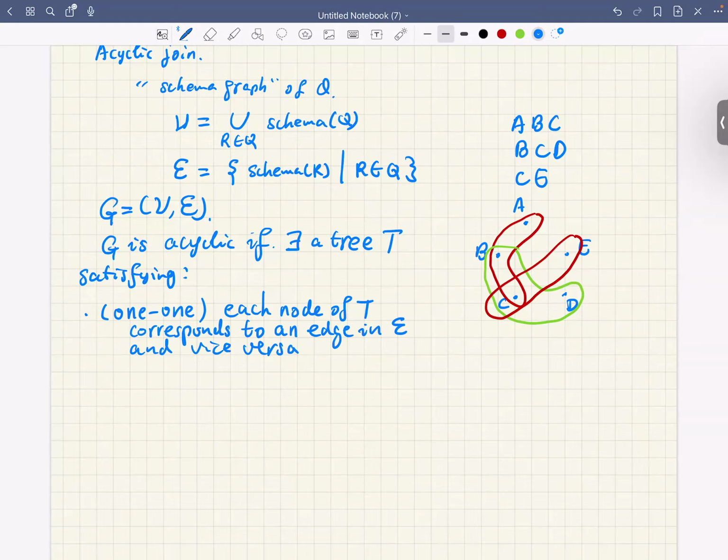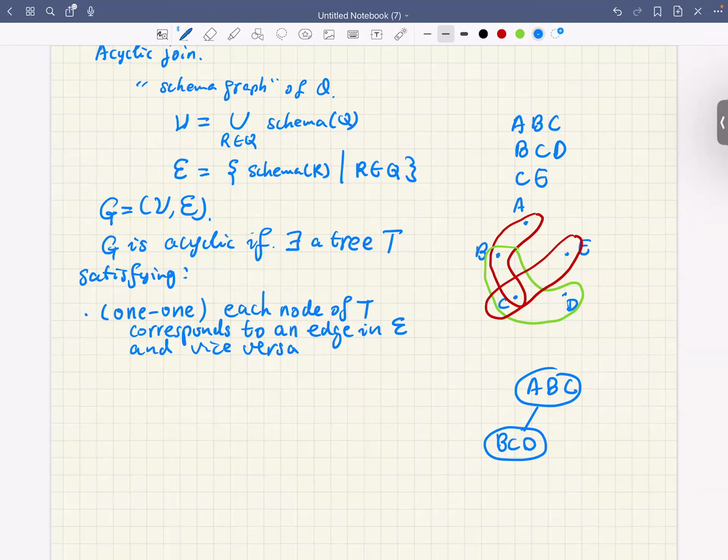Okay, so for example, here ABC, BCD, CE, right? You could say ABC, so that's 1 node. In here, this BCD, here's another node. All right, but so far you don't really have 1-1 correspondence because you don't have a node for CE. You see what I mean?